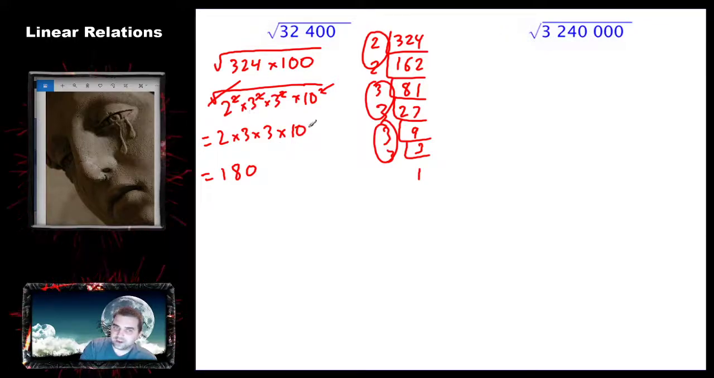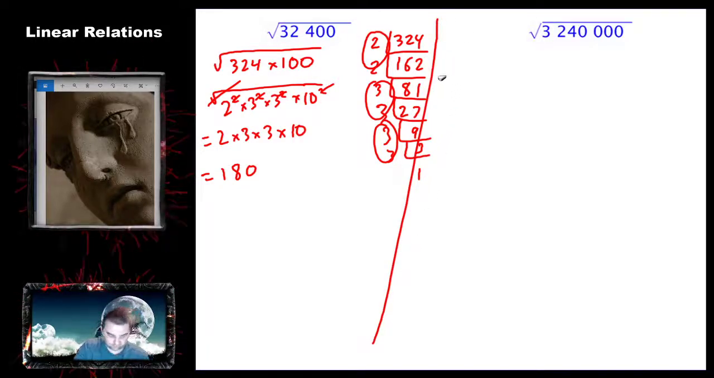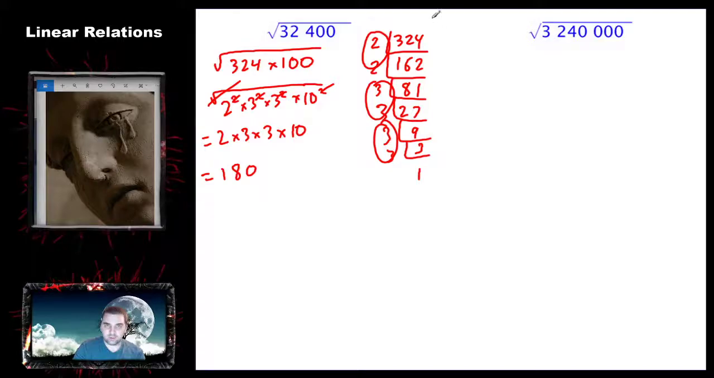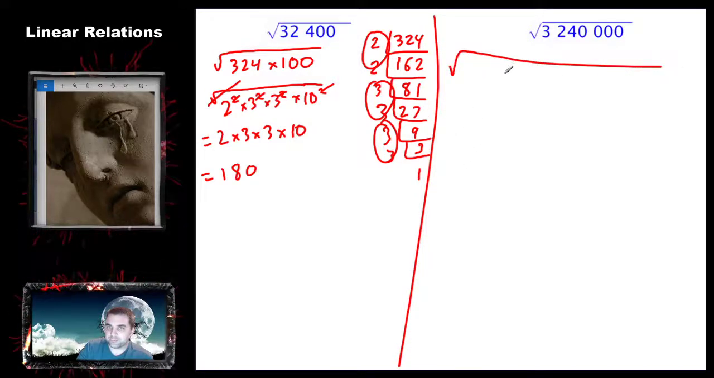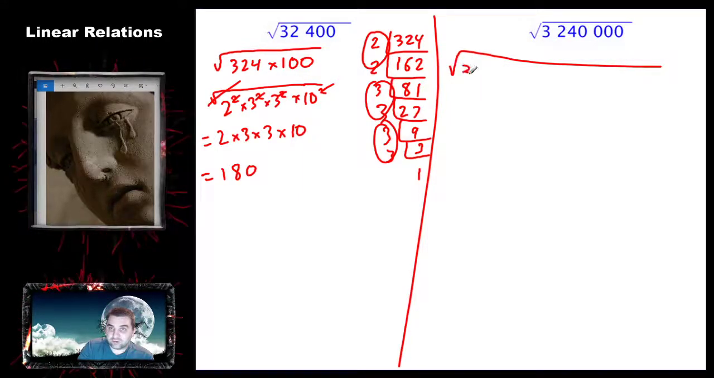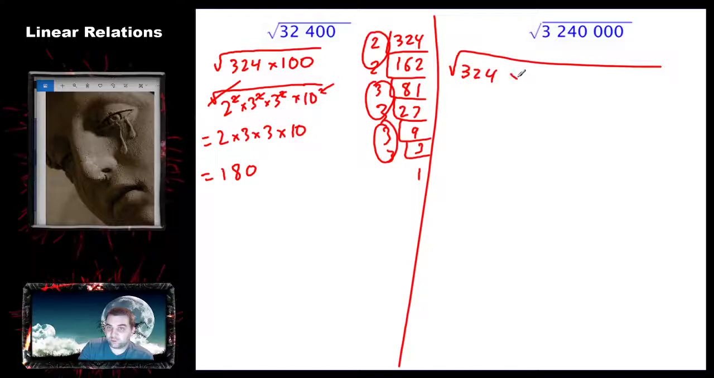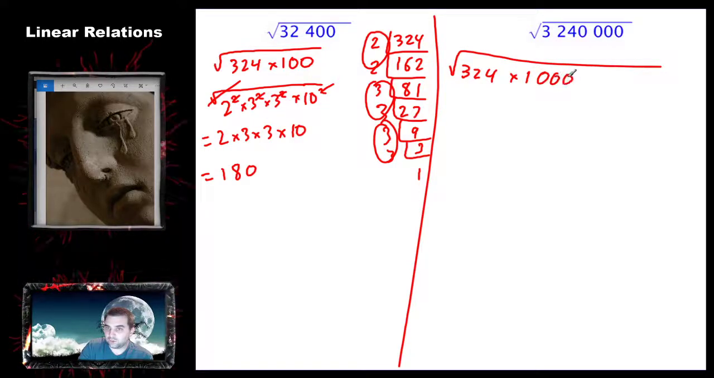Now that I know that information, though, look at this one over here. That's going to make it so much easier. Let me put a, whoops. Oh, that was a terrible line. What kind of line is that? That's still terrible, but it'll work. Okay. Oh, okay. Nice square root, Mr. E. 324 times how many zeros? 1, 2, 3, 4 zeros.